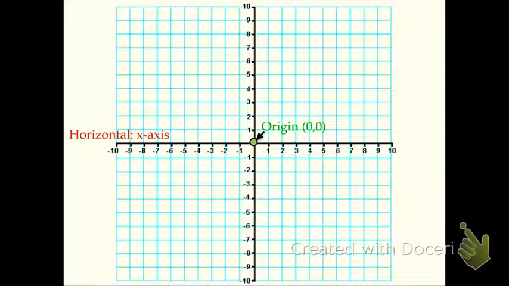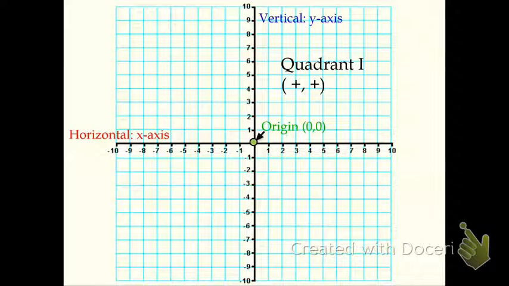The horizontal axis, the one that goes left and right, that one's called the x-axis. And the vertical axis, the number line that goes up and down, that one's called the y-axis. There are 4 quadrants in the graph. Starting in the upper right-hand corner, we have quadrant 1, and all of those ordered pairs are always going to be a positive number, comma, a positive number. And then we move around counterclockwise and count.